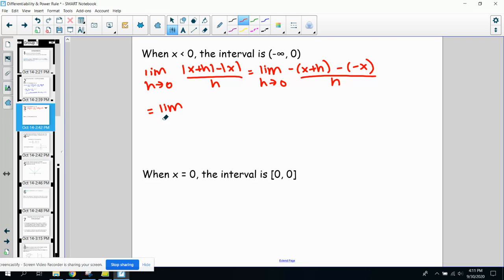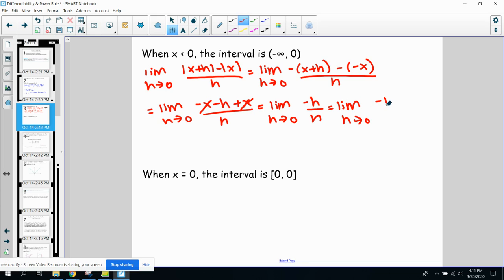When I do this, I can distribute my negative, and I end up with negative x minus h plus x over h. Similar to the other piece, the x's are going to cancel out. So I have the limit as h approaches 0 of negative h over h. Just like before, we don't want to plug in 0 since we'd get 0 on the bottom. So I'm going to use algebra and simplify this, and I get negative 1. When I plug in 0, I get negative 1. So again, we do get an answer: negative 1 as our limit, which is our derivative.